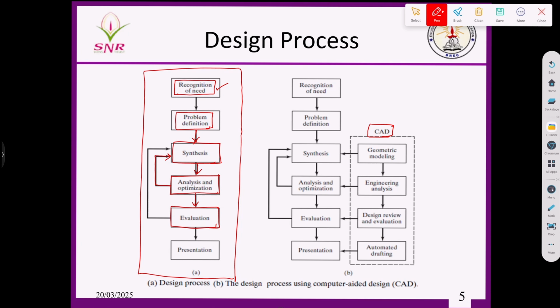Once the optimization is done, we go for the evaluation, where the design review and evaluation are done. Once the evaluation is okay, then we move on to the presentation, where we create the 2D drawings that are useful for production. So this is the conventional model.